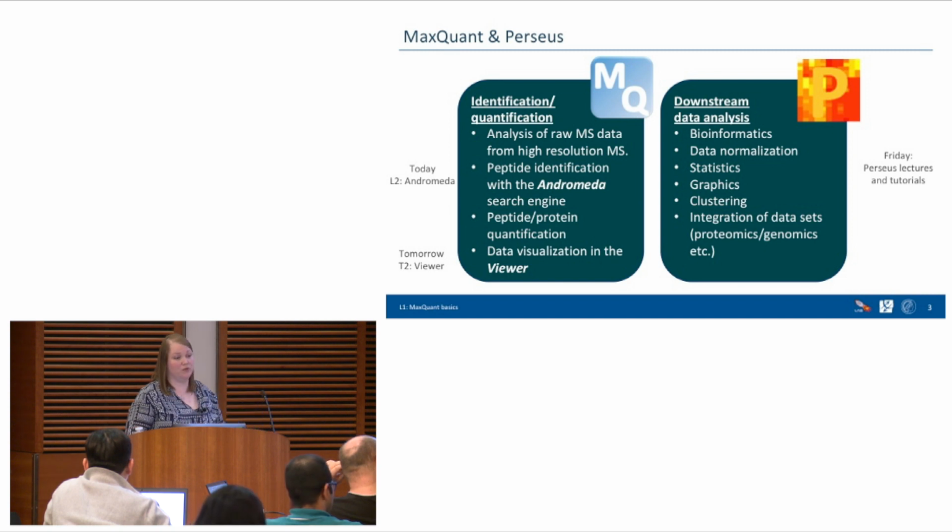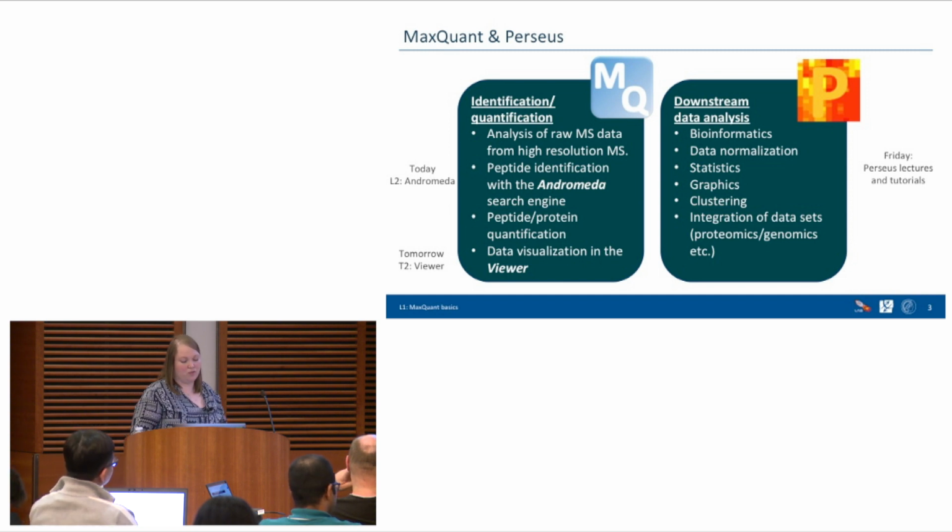In MaxQuant there is also a viewer developed and integrated where you can see the mass spec data, the MS1 features, and you can also visualize the MS2 spectra, which are identified or unidentified. If they are identified, you can even see which peaks are matching, so you can go there directly if you're interested in the quality and want a better idea. More about the viewer we'll hear in the second tutorial tomorrow, and after this lecture I will also tell you in detail how the database search engine Andromeda works.